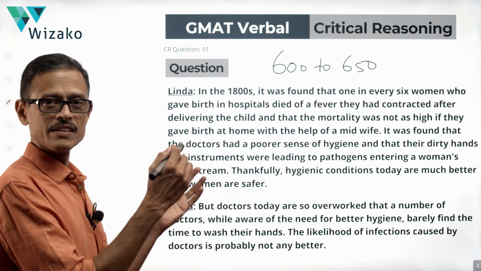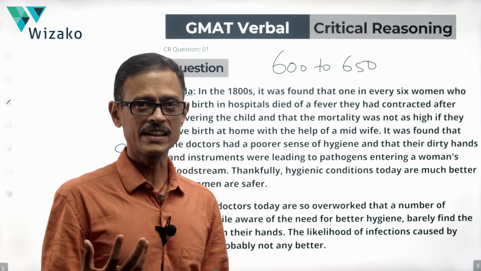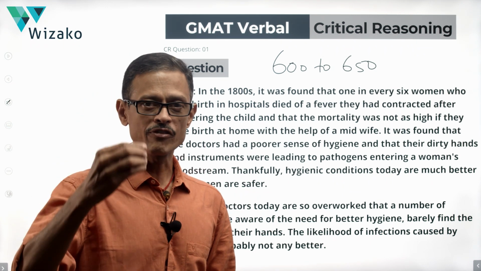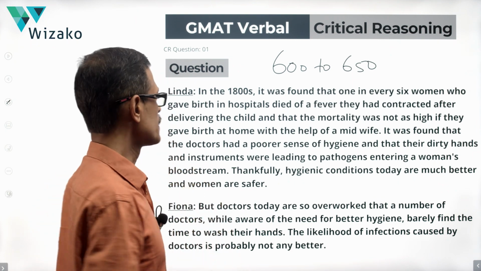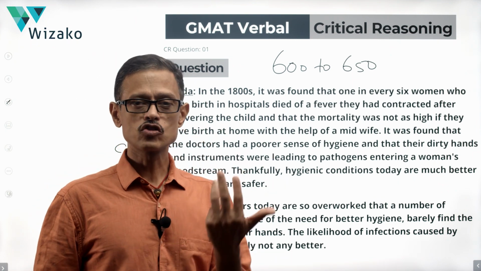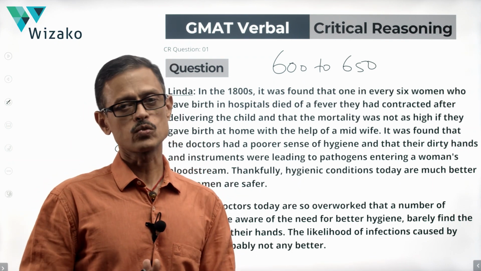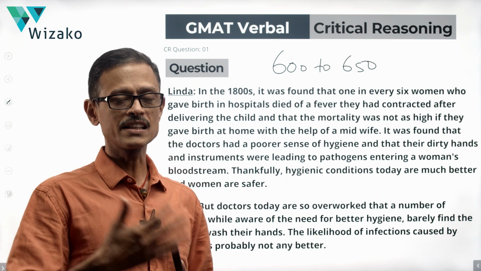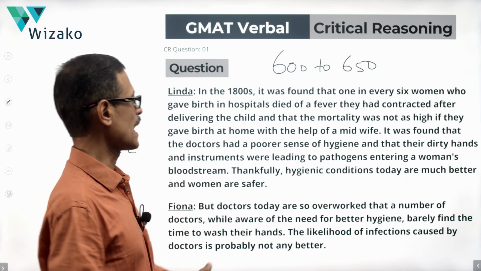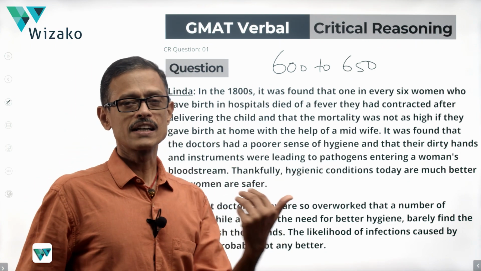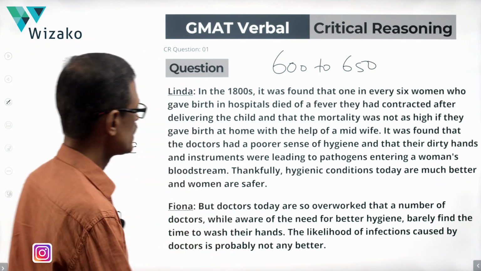So essentially, she is giving a cause-effect relationship. What basically led to this higher mortality rate? The higher mortality rate is the effect, and the cause is poorer hand hygiene by the doctors, and the fact that the instruments they used for delivering babies were probably not sterilized. That led to pathogens entering the women's bloodstream, leading to a higher mortality rate. And that did not happen, is the unsaid part, when the delivery was done by a midwife at home. Good.